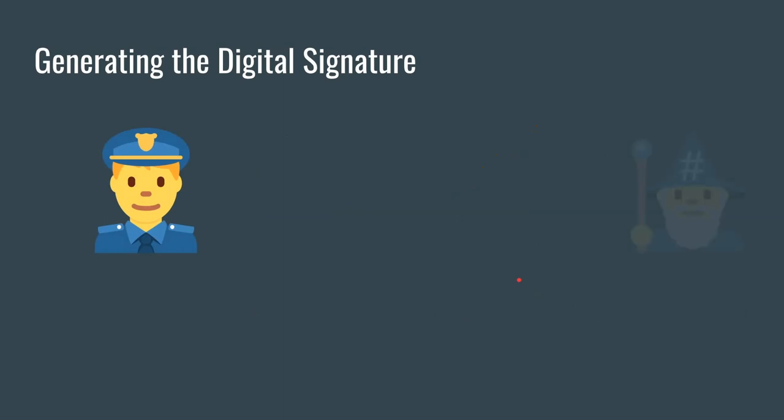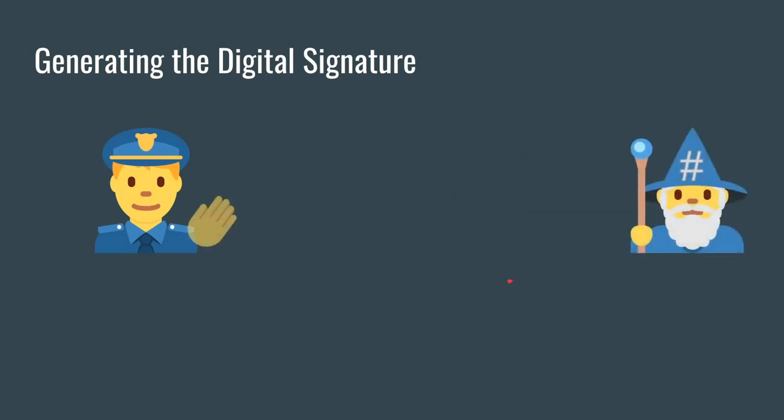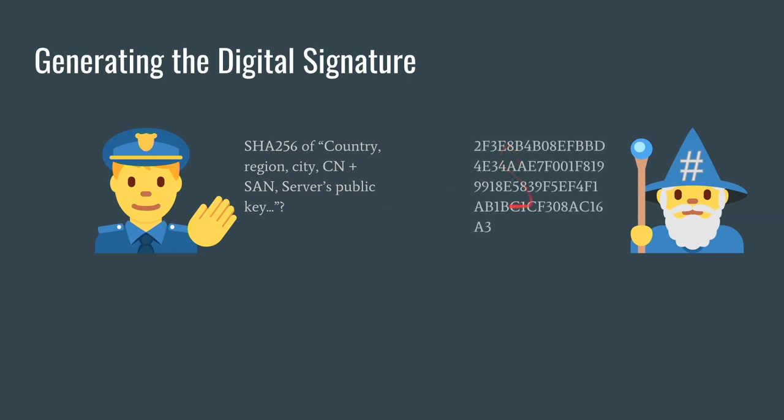What the CA did was the CA said, hey, little hash algorithm, can you give me the SHA-256 of the country, the region, the city, the common name, the certificate's public key, all those fields that we passed in our certificate request? We'll concatenate all those together, and then we'll take the hash value of that. Our little hash wizard will give us that back.